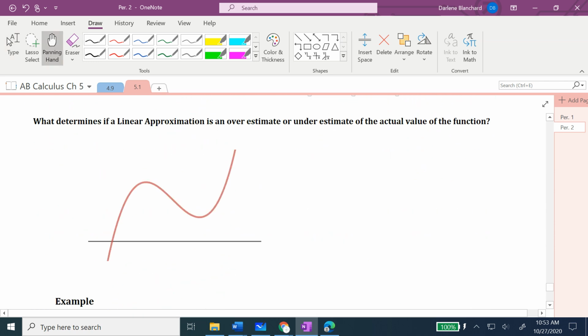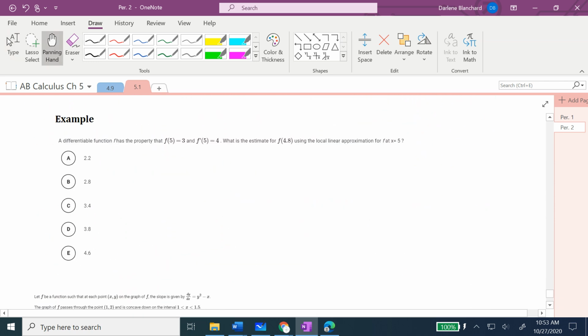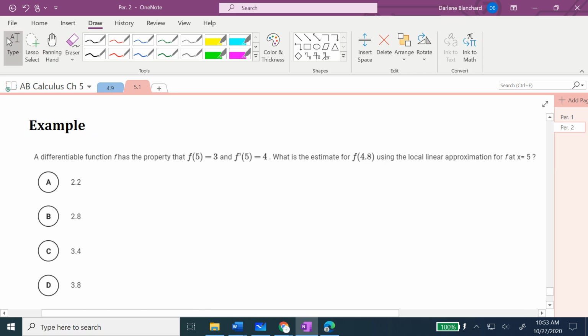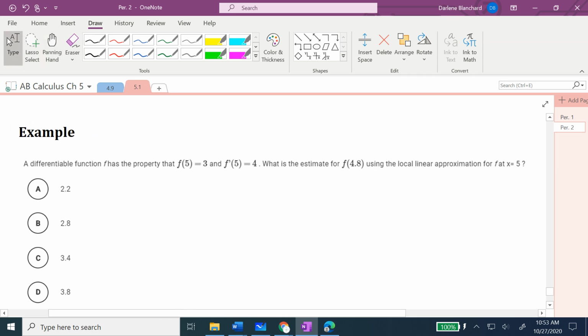And I will start with this example. A differentiable function has the property that we know what f of 5 is. We know the slope at 5. You are expected to come up with an estimate for x equals 4.8 using the local linear approximation for f at x equals 5.